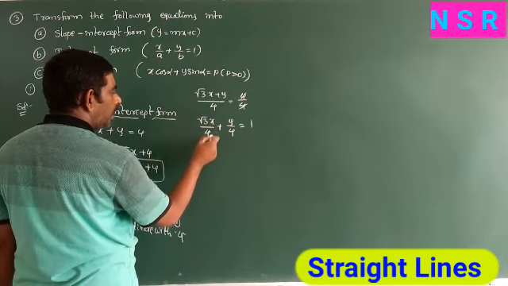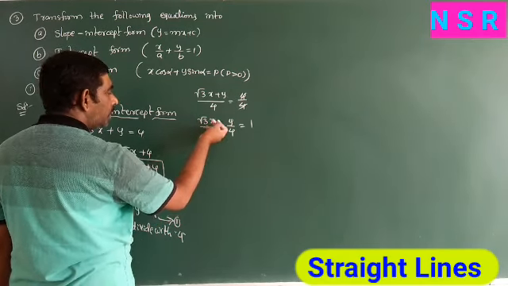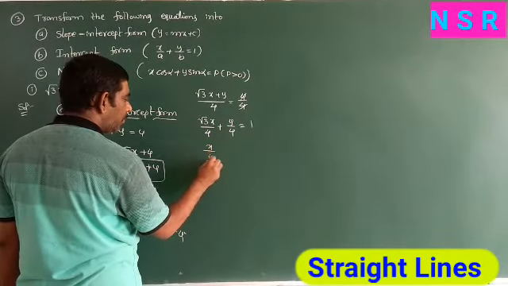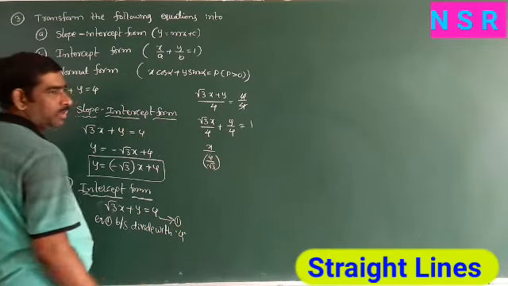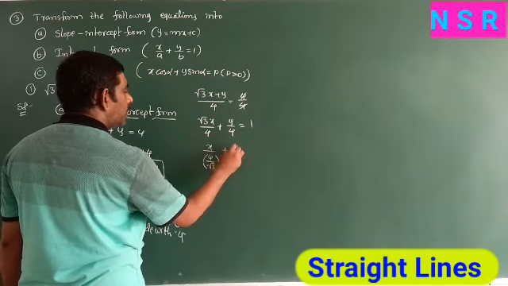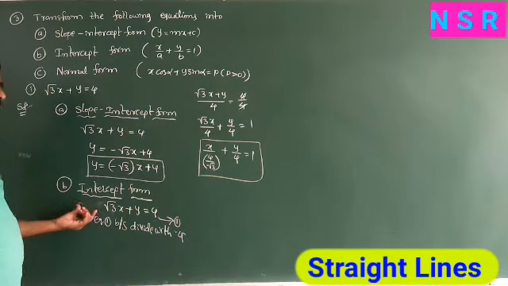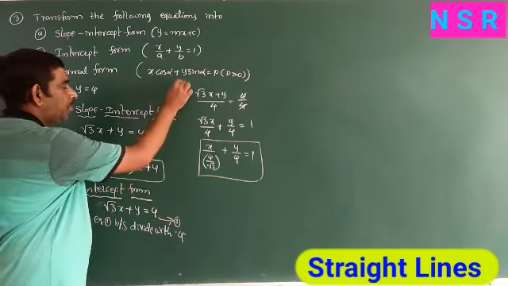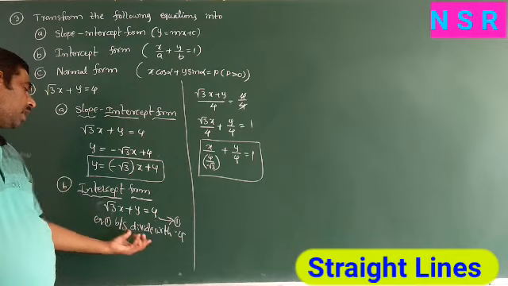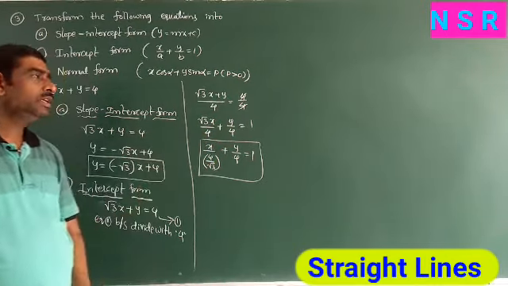In intercept form x by a, the x coefficient and y coefficient are always 1. So now root 3 moves to the denominator, and we get x by 4 by root 3. If you reverse this 4 by root 3, again you get root 3x by 4. Now plus y by 4 is equal to 1. This is intercept form. So the given line changes into intercept form. How to change to intercept form? First, if the value outside after the equal sign is other than 1, divide by that value so it becomes 1. Next, make the x coefficient and y coefficient 1, and we get intercept form.